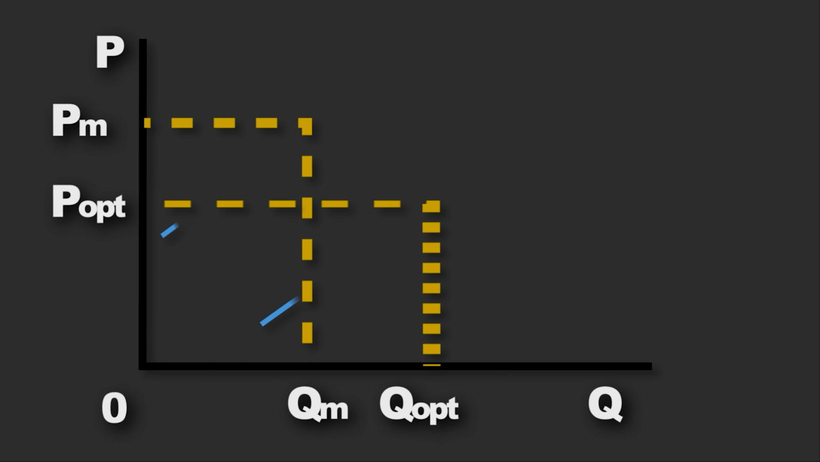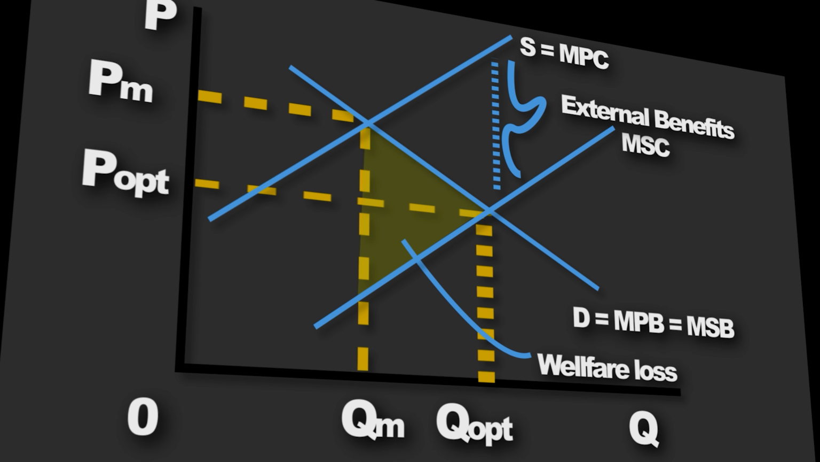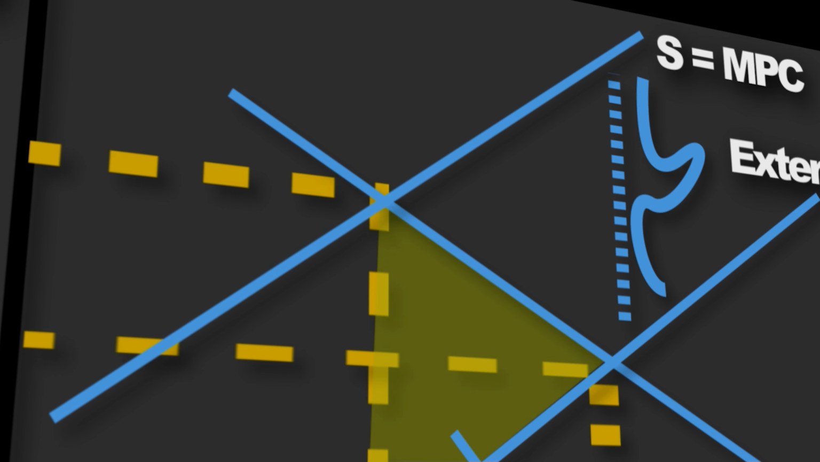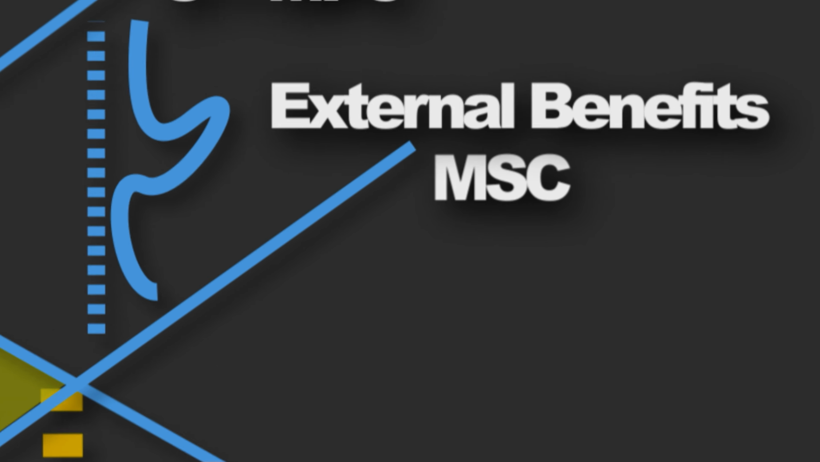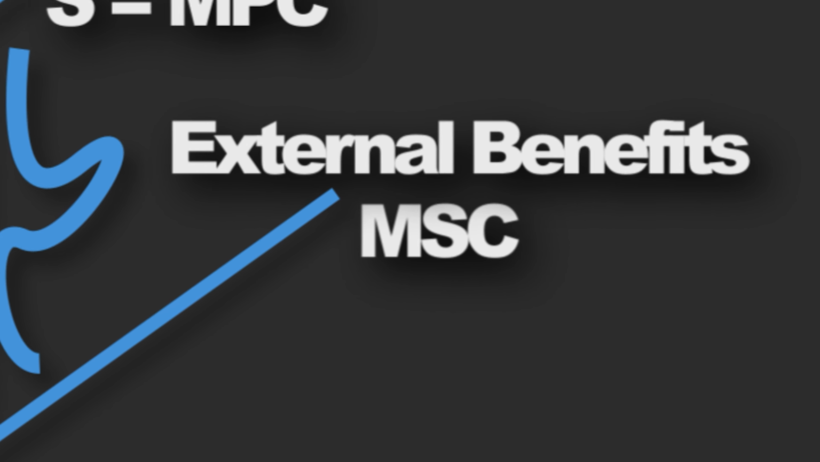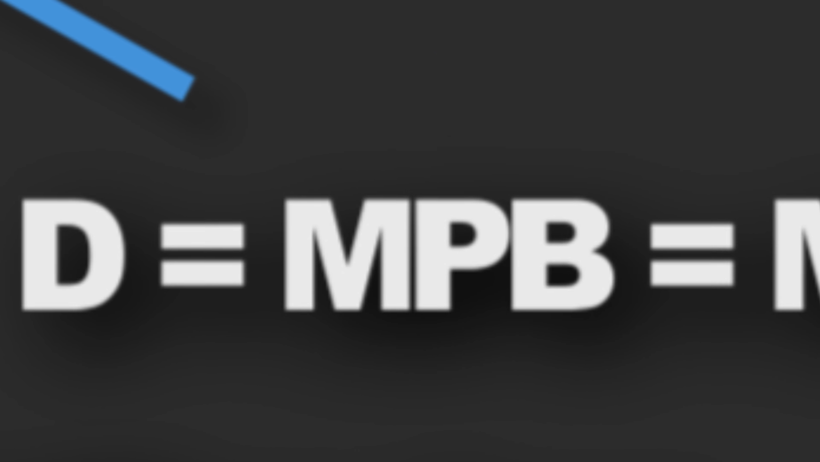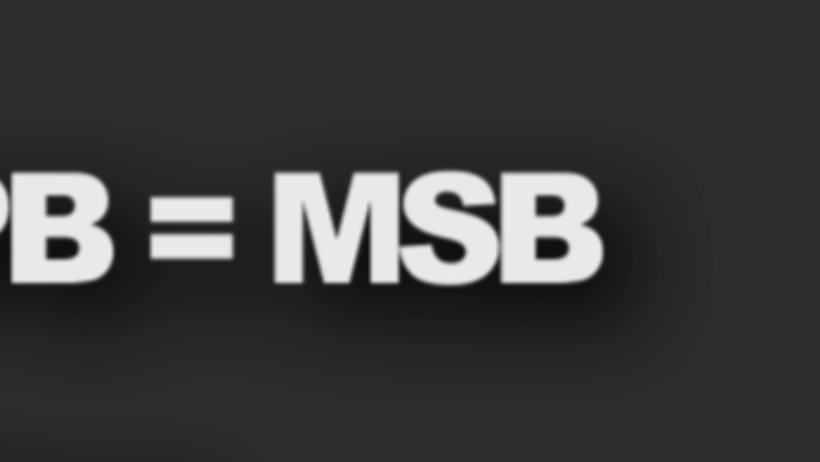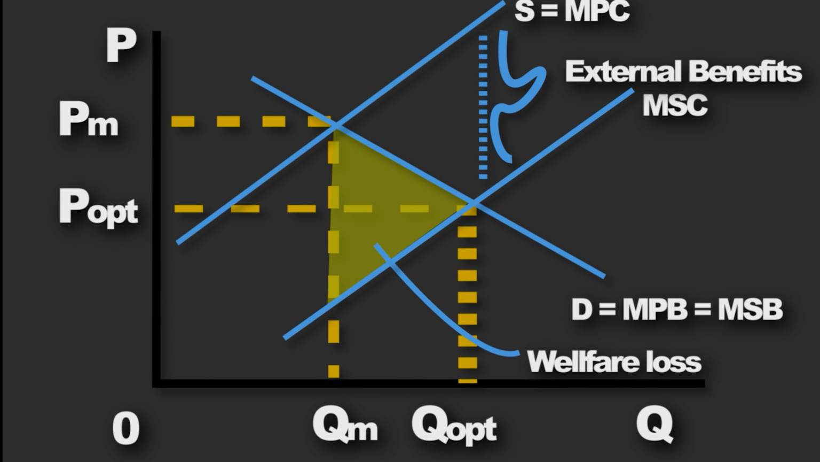Let's look at the graph for these positive production externalities. Notice the two supply curves. The higher curve is the marginal private cost, MPC, representing the firm's costs. The lower curve is the marginal social cost, MSC, which is lower because of the external benefit. The demand curve represents both marginal private benefit, MPB, and marginal social benefit, MSB, since the externality involves only production.